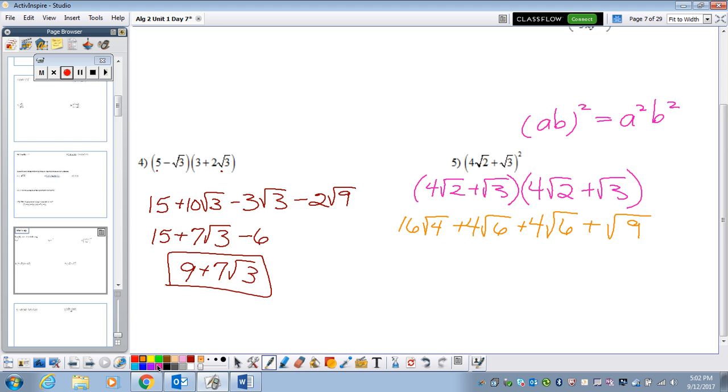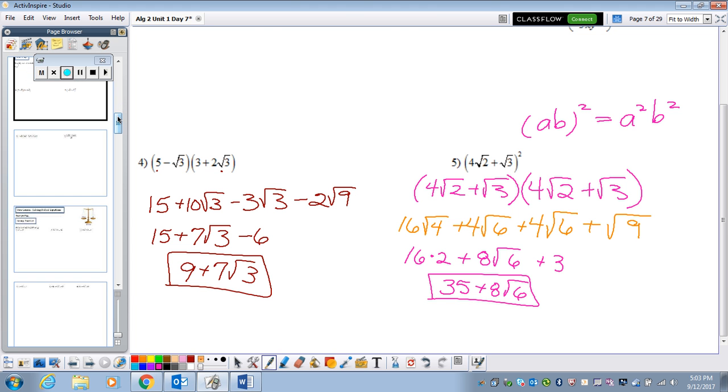Let's combine as many like terms as we can and evaluate some square roots that we can. Square root of 4 is 2, so this is going to turn into 16 times 2. We have 4 square roots of 6 plus 4 square roots of 6, so we should make that 8 square roots of 6. And we know the square root of 9 is 3. 16 times 2 is 32, plus 3 is 35, plus 8 square roots of 6. And again, if you have 8 square root of 6 plus 35 instead, that's completely fine.